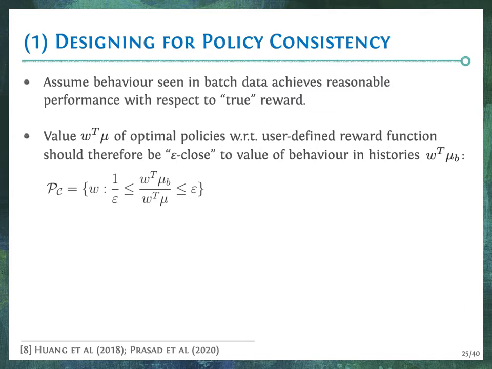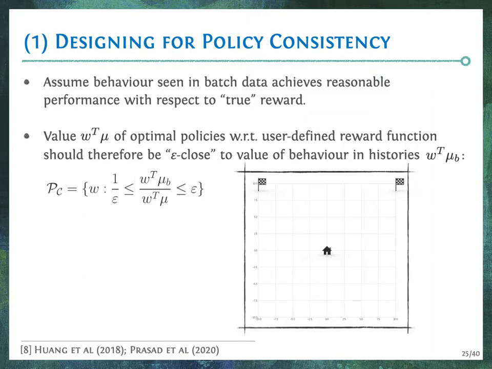Consider, for example, a toy environment in which the agent starts at the origin and must reach one of 2 goal states in the top left or top right of the environment. If we have batch data where the large majority of trajectories follow a path to the second goal state, a reward function consistent with this dataset would encourage similar behavior, for example, by placing positive weights on both the x and y coordinates.